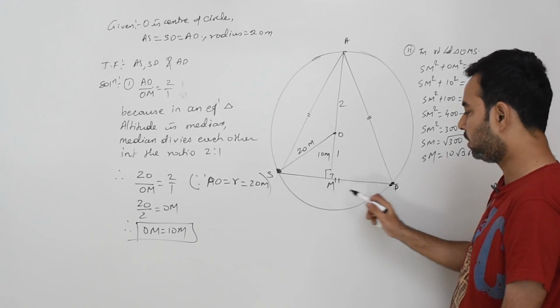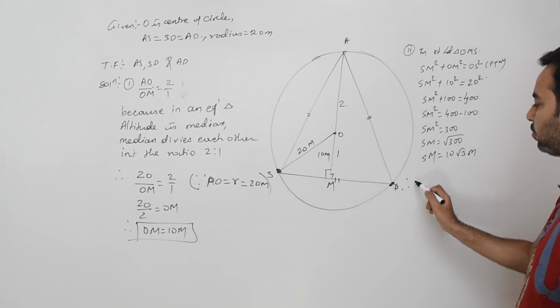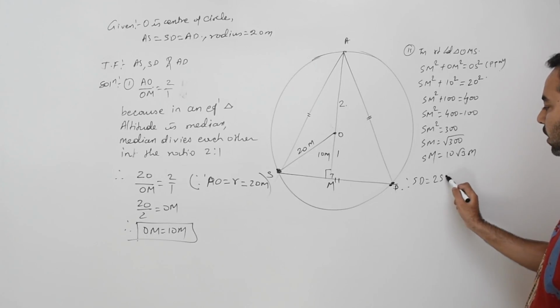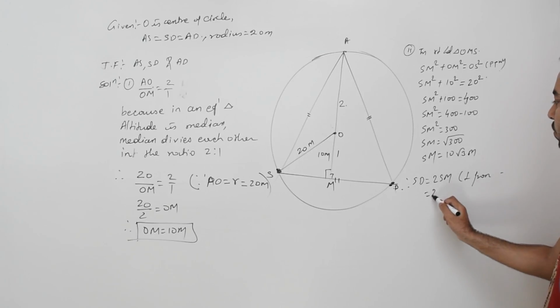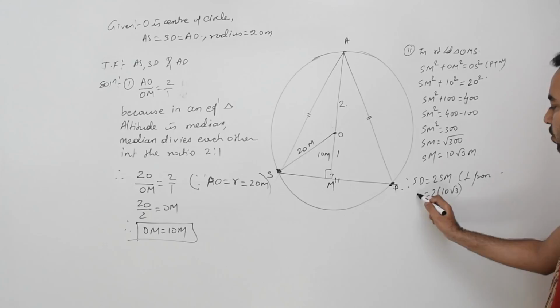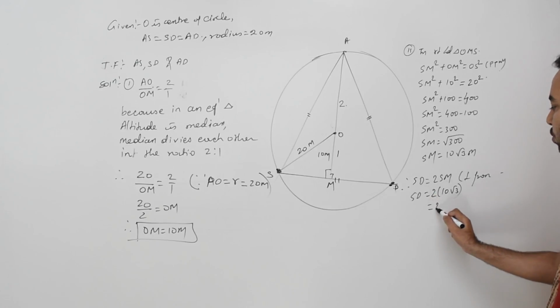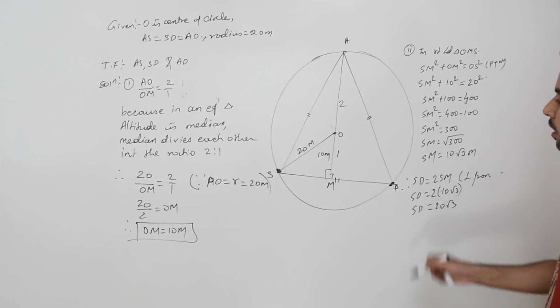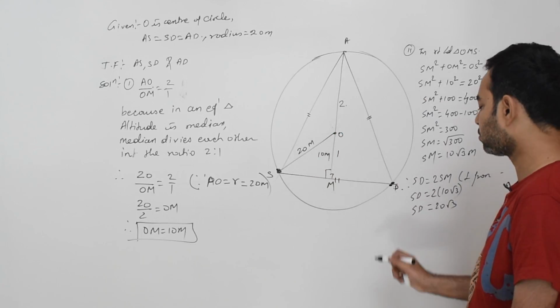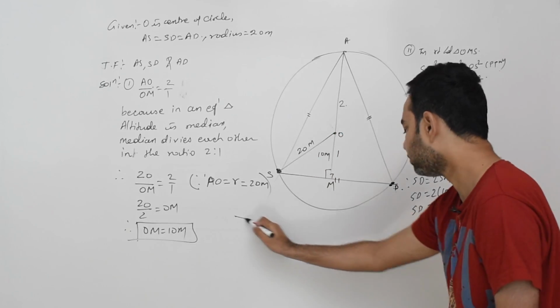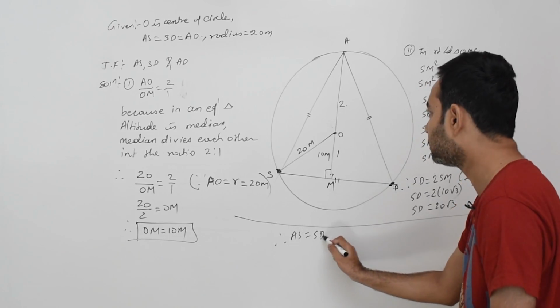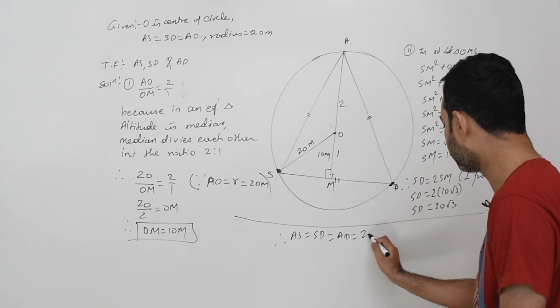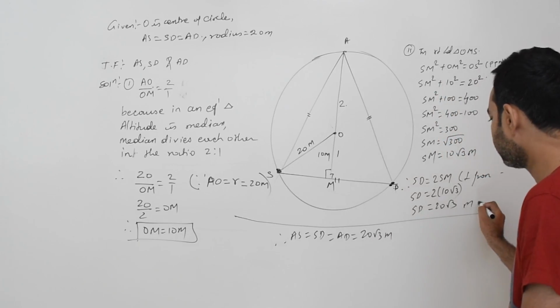SM मिलने के बाद में SD will be equal to 2 times SM, because perpendicular from center to the chord bisects the chord of a circle. It is equal to 2 into 10 root 3. So SD will be equal to 20 root 3 meters. If SD is known, AS is also equal, therefore AS is equal to SD is equal to AD is equal to 20 root 3 meters.